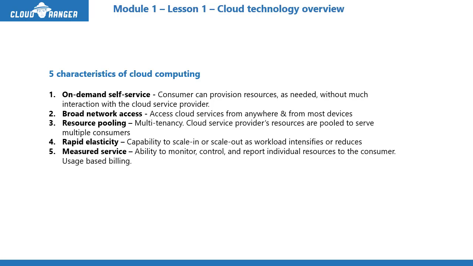Broad network access is the second characteristic of cloud computing. It means you should be able to access these cloud services from anywhere and from most devices. And I'm not talking about accessing a server, like a web server where you can go to the website. No, I'm talking about being able to access the cloud service where you actually go and provision this stuff from mostly anywhere. It should be accessible anywhere, and most cloud providers provide this through some sort of web portal. So that makes sense. The third characteristic is resource pooling.